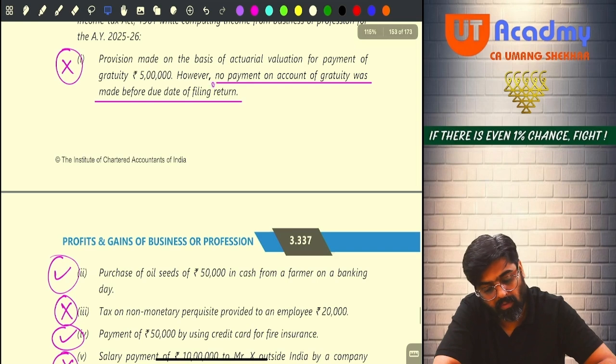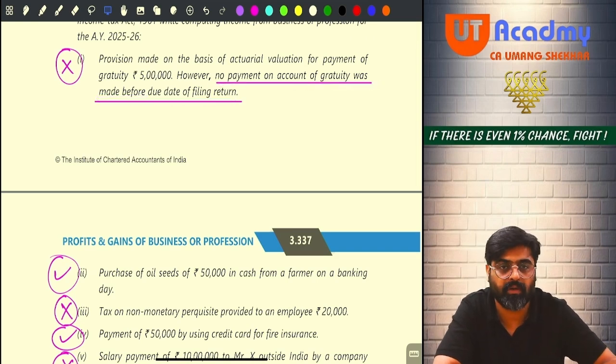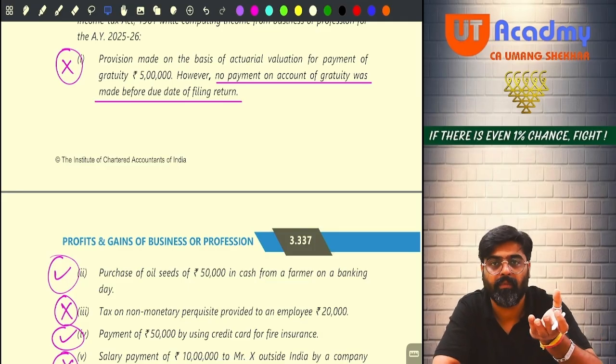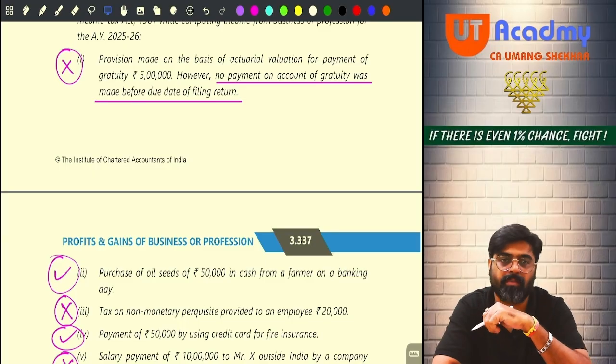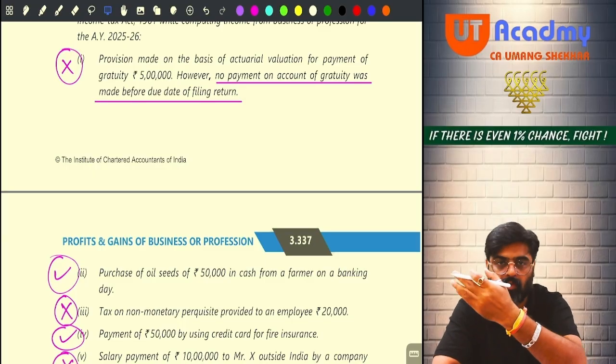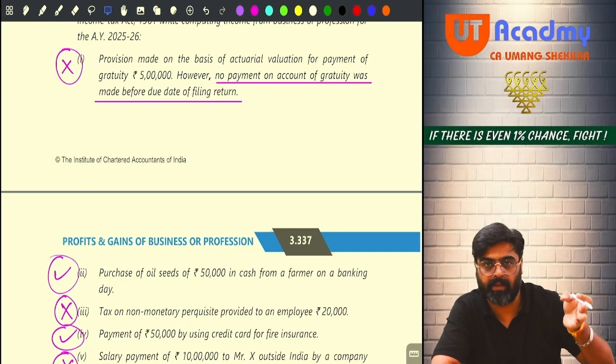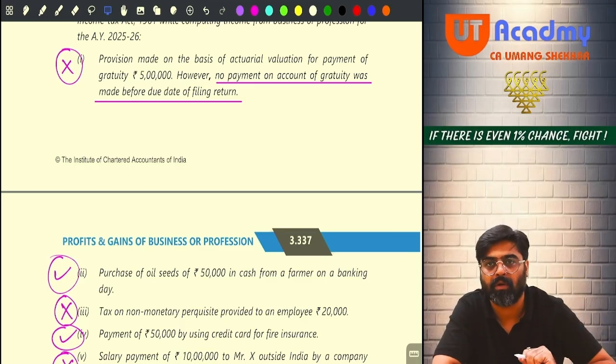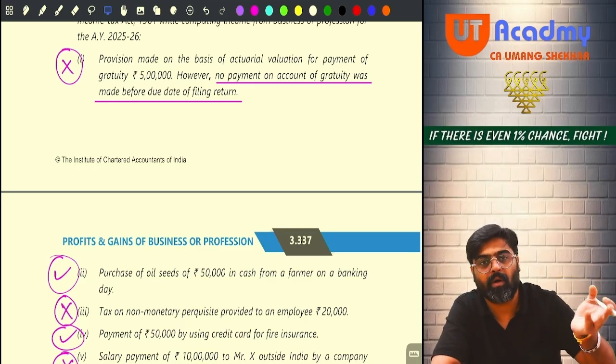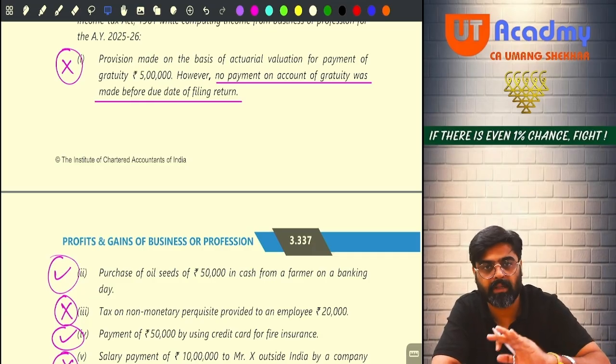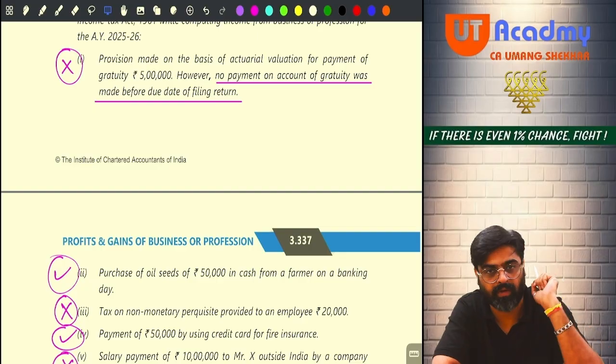No payment on account of gratuity was made before the due date of filing ROI. So this is not done. If the actual valuation has come saying that make this provision, you must have created the provision in your books. So that amount should be actually contributed, actually paid in the gratuity fund as a gratuity. Yes or no? It has to be paid on or before the due date of filing your ROI. If not in this year, then at least pay on or before the due date of filing your ROI.